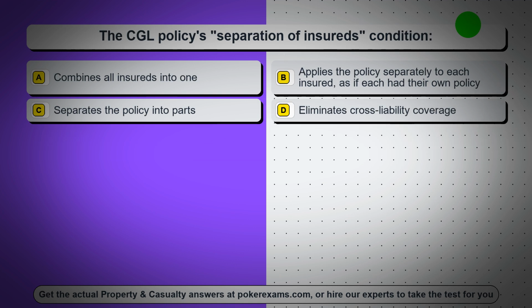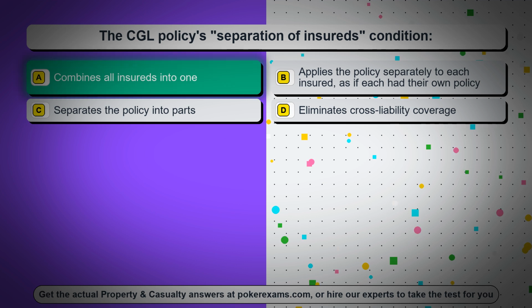Question 78. The CGL policy's separation of insureds condition. Option A combines all insureds into one. Option B applies the policy separately to each insured, as if each had their own policy. Option C separates the policy into parts. Option D eliminates cross-liability coverage. The correct answer is option A, combines all insureds into one.